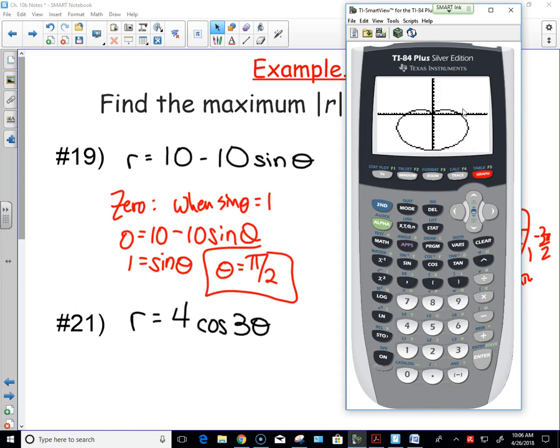If a equals b with an a plus b sine or cosine of theta, it'll never have an inner loop because it can never go negative. The smallest it can be is 0. So it's going to hit the pole, and then it's going to ricochet back out.